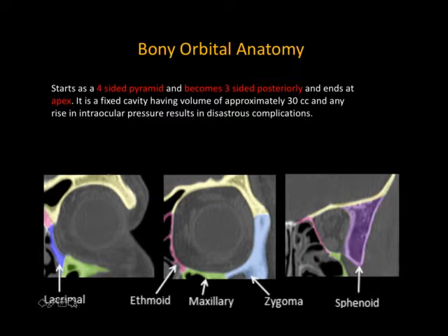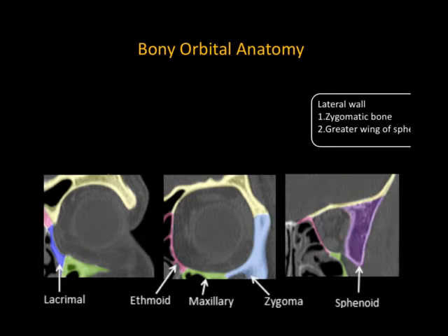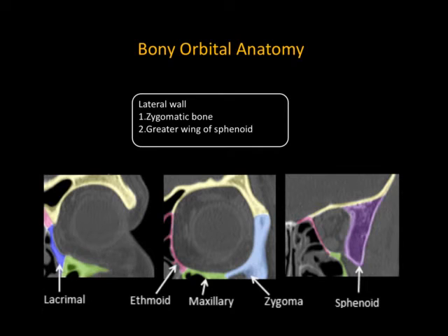It starts like a four-sided pyramid, and posteriorly it becomes three-walled and ultimately ends in an apex. It is a fixed cavity which has approximately 30 cc volume, and any rise in intraorbital pressure will result in disastrous complications. So coming to the walls of the orbit, laterally, anteriorly there is the zygomatic bone and posteriorly is the greater wing of sphenoid.